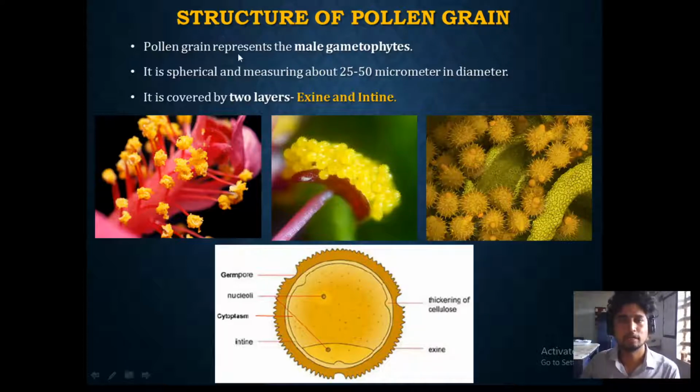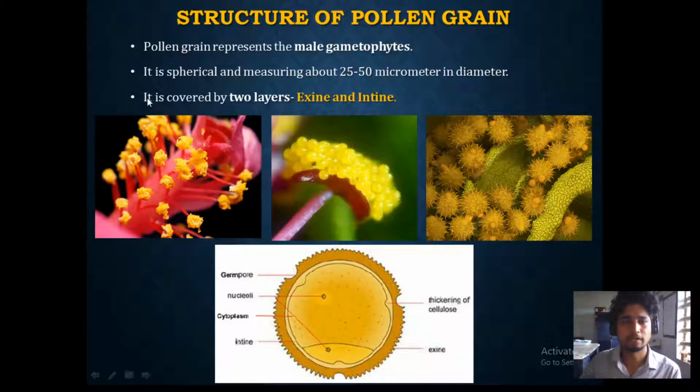So the pollen grain represents the male gametophyte, and it is spherical. It is about 25 to 50 micrometers in diameter. One micrometer is one thousandth of a meter. If you take a meter and break it 1000 times, that forms a single micrometer, and that's how it becomes 25 to 50 micrometers. Very tiny, yet it is observable under a microscope.